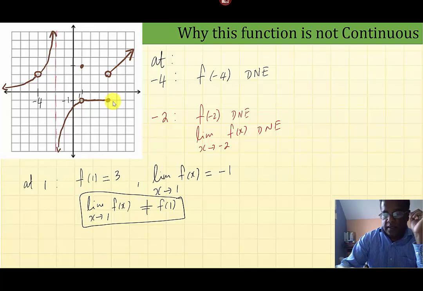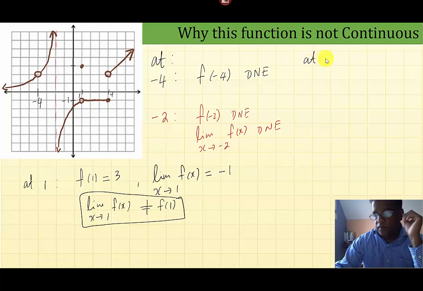So that is the reason that it is not continuous at that point. Now at 4, why is it not continuous? F of 4 exists.